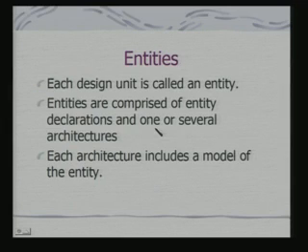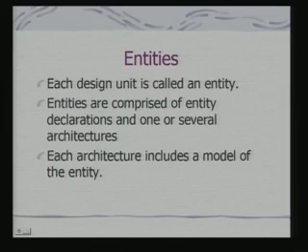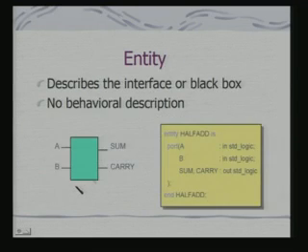In VHDL, each design unit is called an entity. So, hardware designs are specified as a collection of entities. Entities are comprised of entity declarations and one or several architectures, and each architecture includes a model of the entity. There can be various architectures. So, let us take an example. The entity describes the interface, or a black box.